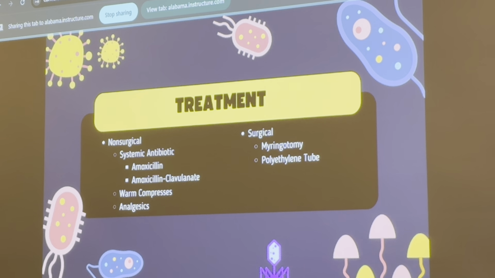So how are we going to treat our otitis media? A couple of non-surgical options. We're going to start off with some systemic antibiotics. We've got amoxicillin, and then we also have amoxicillin clavulanate, or Augmentin for short. We can do some warm compresses. Even if you don't have a warm compress, you can tell your patients to run a washcloth under hot water or put it in the microwave for just a minute to warm it up, and then put it directly on their ear. They don't have to go out and get all those fancy compresses.